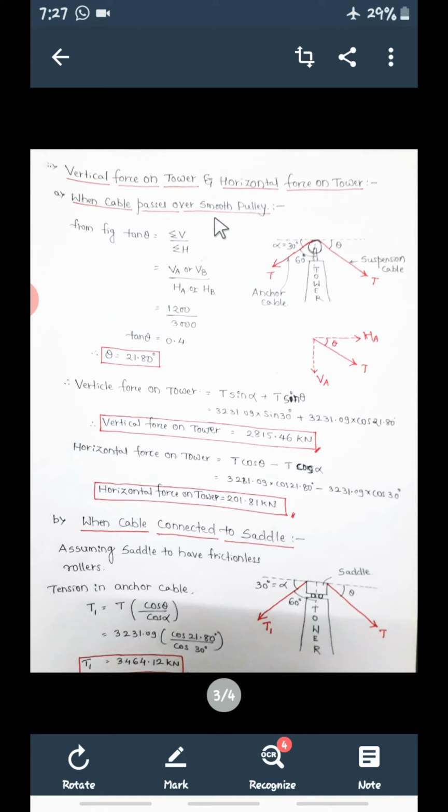But when a cable passes over a smooth pulley, there will be vertical force on the tower as well as horizontal force on the tower. Both will come. But for this arrangement, only vertical force will be there on the tower, no horizontal force. Horizontal force will be 0. So this is the way you have to calculate force on the tower for these two different conditions.